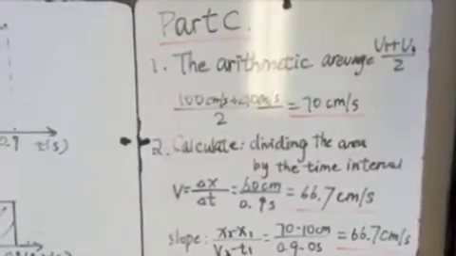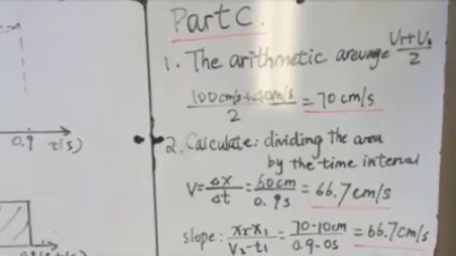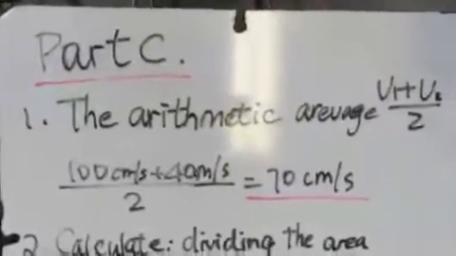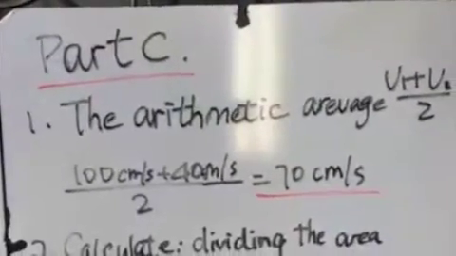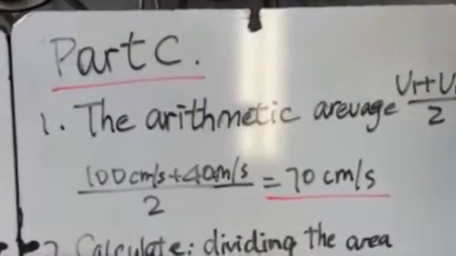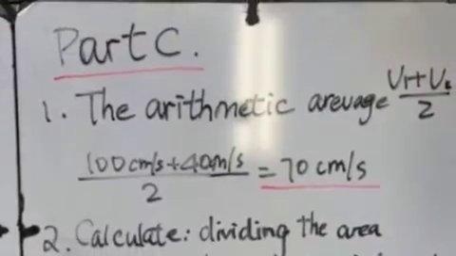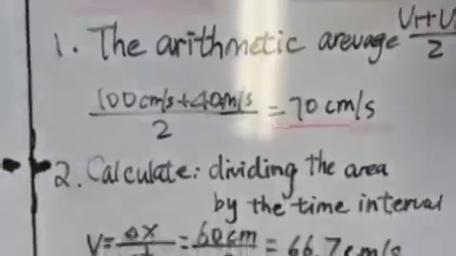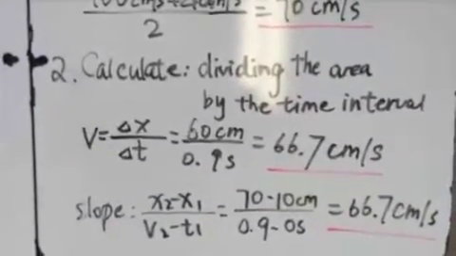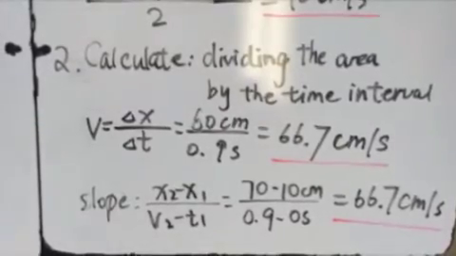We are going to work on the average velocity. We are going to calculate the average velocity by using arithmetic strategies. So we add velocity 1 and velocity 2 together and divide them by 2. Then we got a number which is 70 centimeters per second. Now we are using the area we calculated before to calculate the velocity. We have the area which is 60 centimeters, and we have the total interval which is 0.9 seconds. Then we can get the velocity which is around 66.7 centimeters per second.